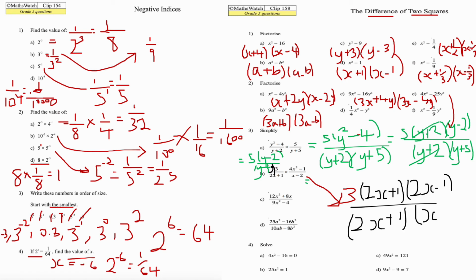And x minus 2. I can now start cancelling these, so my final answer is 3 lots of 2x minus 1, all divided by x minus 2. So hopefully it makes sense there.